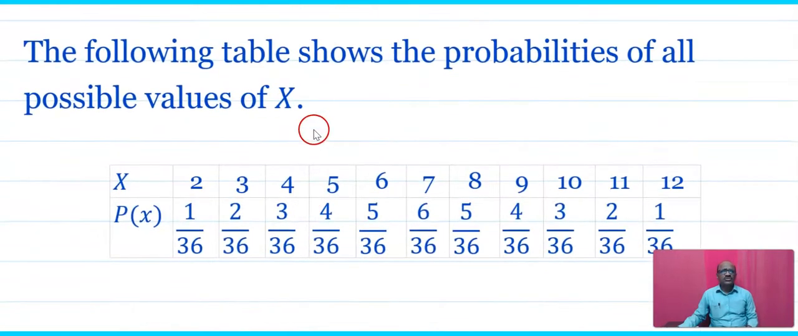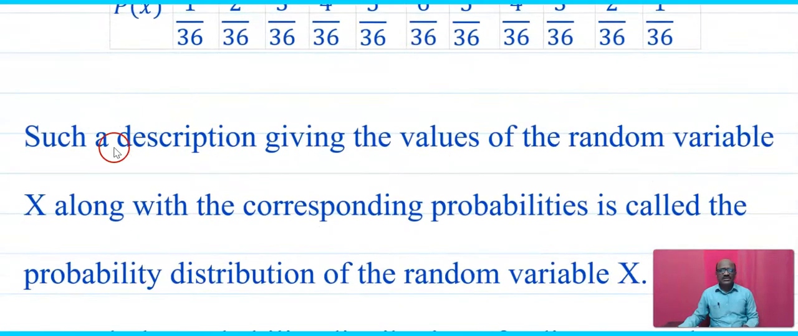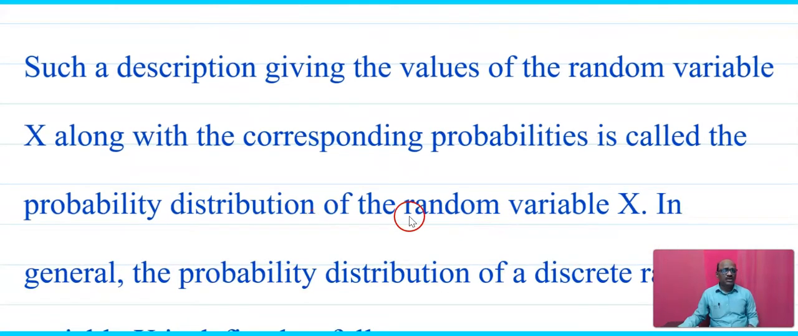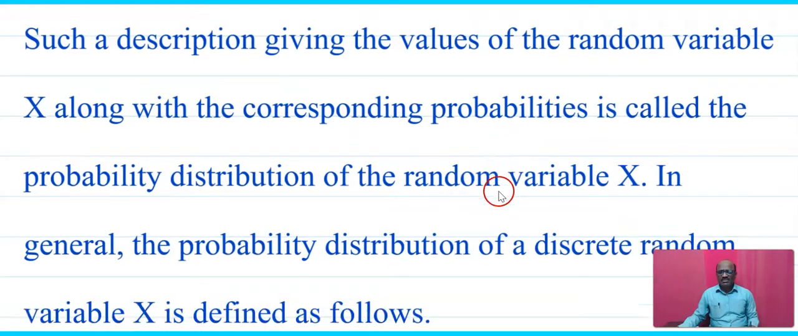The following table shows the probabilities of all possible values of x. When 2, it's 1 upon 36. When 3, 2 upon 36. 4, 3 upon 36. And in this way, you will get all the probabilities. Such a description giving the values of the random variable x along with the corresponding probabilities is called the probability distribution of the random variable x. This table is called the probability distribution of the random variable x.